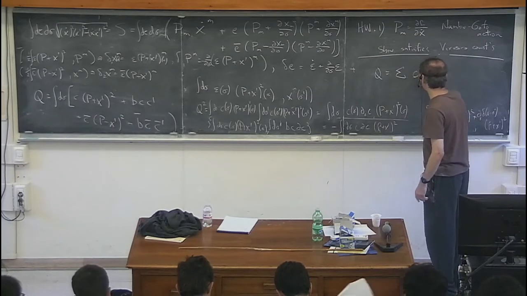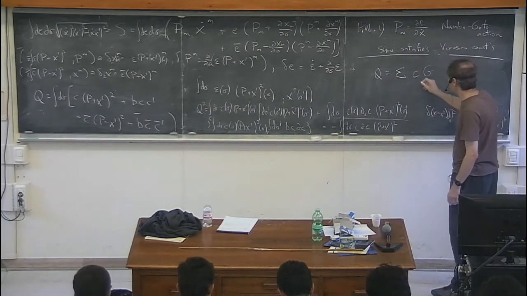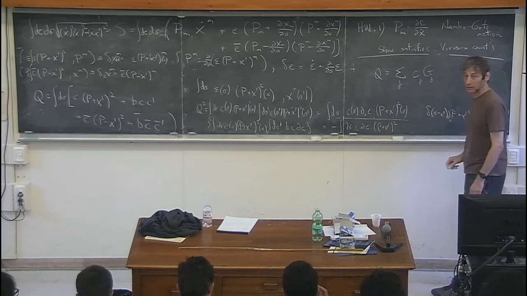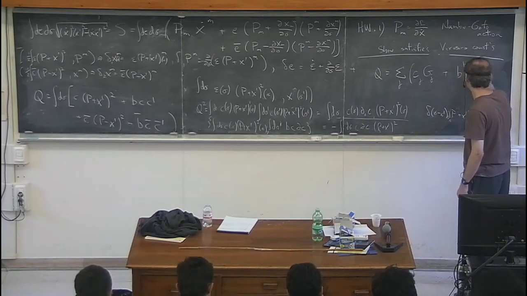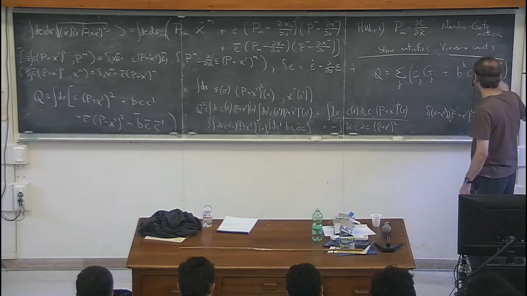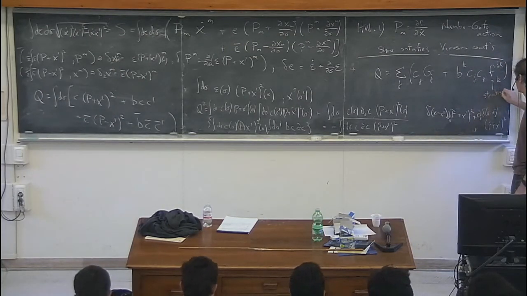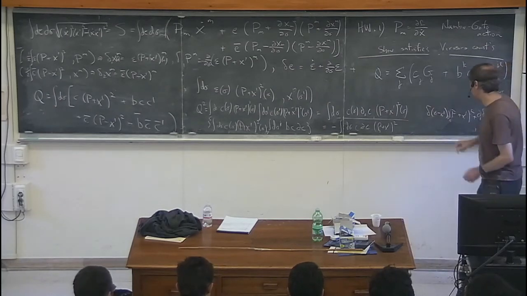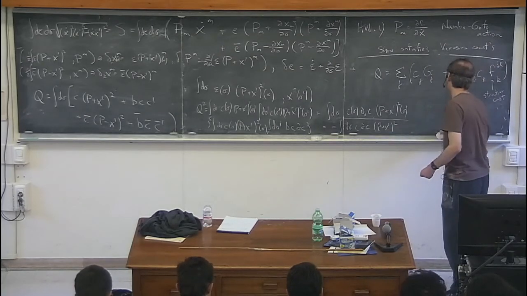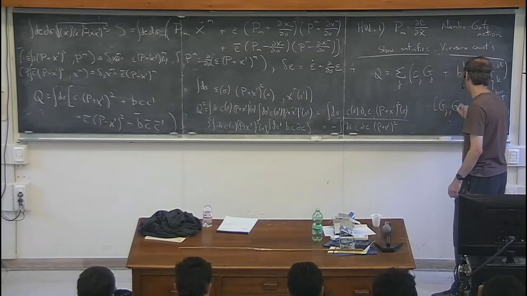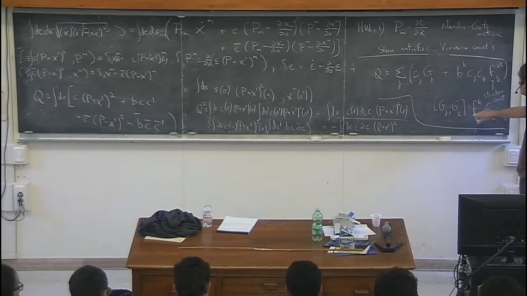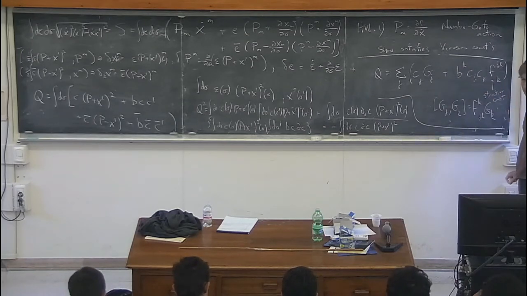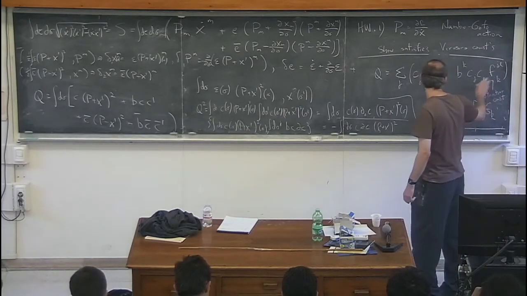It's ghost times constraint, let's call the constraint G, and then if you have more than one of them, you have to sum over J, and then you get another term, which is of the type b_K c_J c_L f^{KJL}, where these f's are the structure constants from the algebra of the constraints. So c G. Okay. So this is the generic structure of a BRST operator, and if you go to Polchinski, one of the exercises is to show that this satisfies Q squared equals zero. Okay, so you have to use the Lie algebra properties of the structure constants.